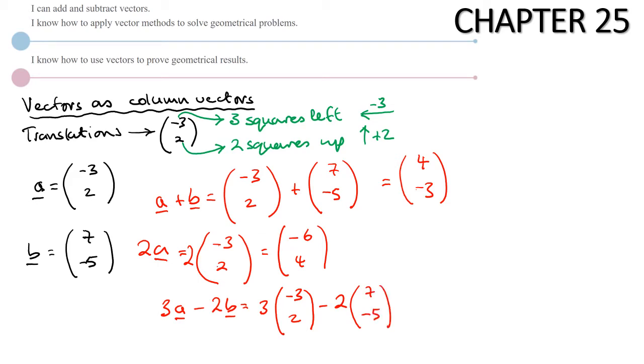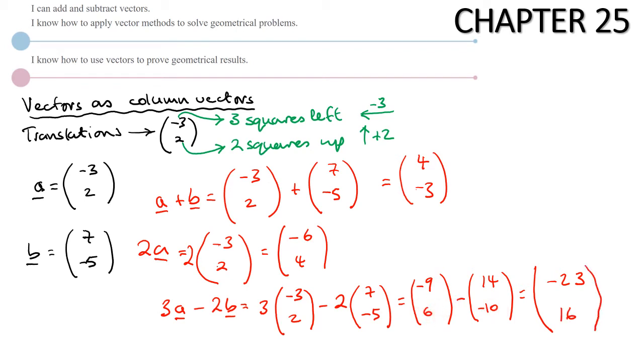Right, so we can work that out. 3 lots of A would be negative 9, 6. And I'm taking away 2 lots of B, so that would be 14, negative 10. And my final answer would then be negative 9 minus 14, which would be negative 23. And then 6 minus negative 10, because we've got 2 minuses here, minus a negative, that becomes 6 plus 10, 16. Okay, so this is the first type of vector, vectors as column vectors.